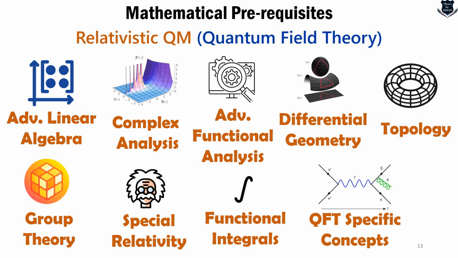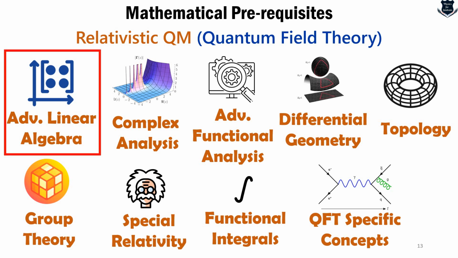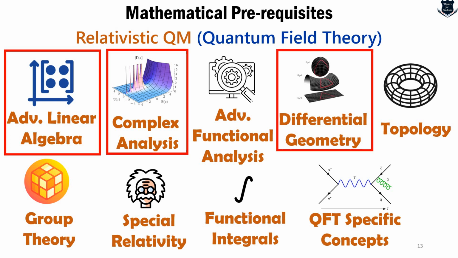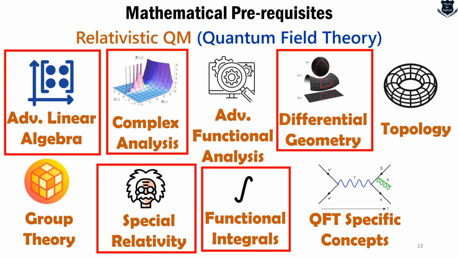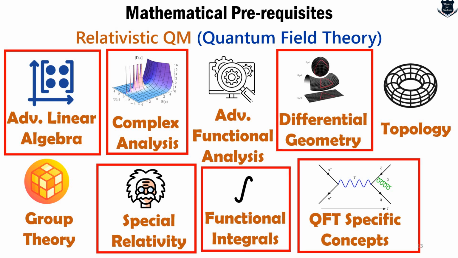Now, among them, what are the things which are absolutely mandatory? Obviously, advanced linear algebra, then complex analysis, differential geometry for sure, special relativity, definitely functional analysis, and quantum field theory specific concepts. You can go to my videos, which are not very exhaustively mathematical, but you will come to know the overall idea of what quantum field theory is all about.